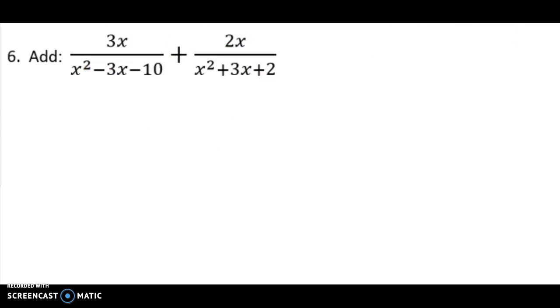All right, number 6, we need to add these two fractions, so we need to get a common denominator. And both denominators are trinomials, so we know we're going to have to factor those. So on the first one, we're looking for factors of -10 that add to -3. So I'm going to list my -10 over here, and let's write our factors out. 1 and 10, 2 and 5. And in order to get a -3, I'm going to have to do a +2 and a -5.